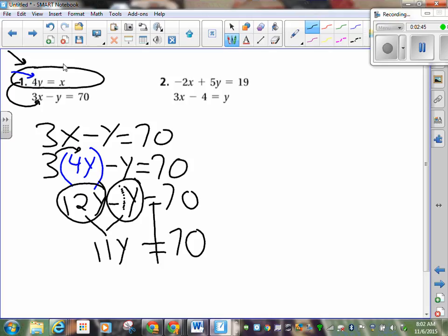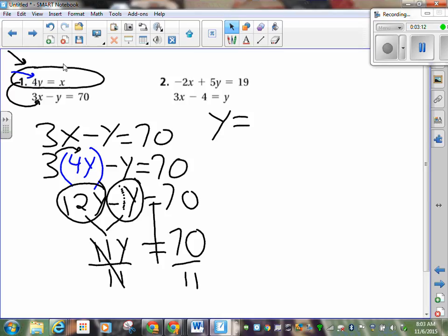How do we find out what y equals? We have a number next to a letter. Divide. Anyone disagree? So you divide those two. Divide by 11. Those cancel out. And I get y equals 70 over 11.